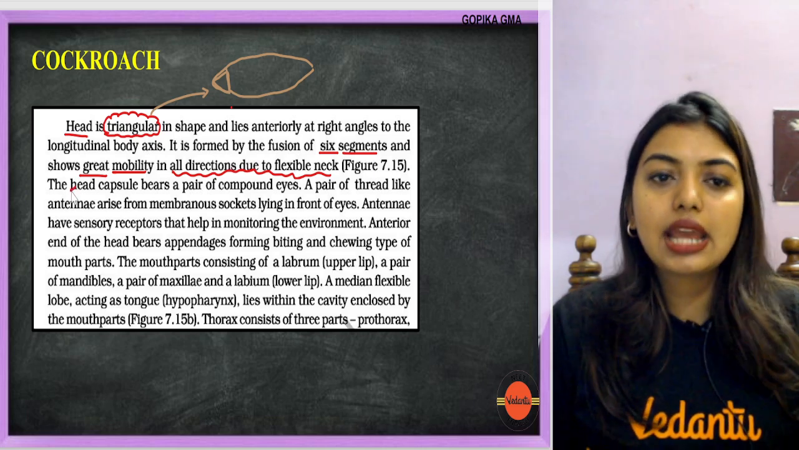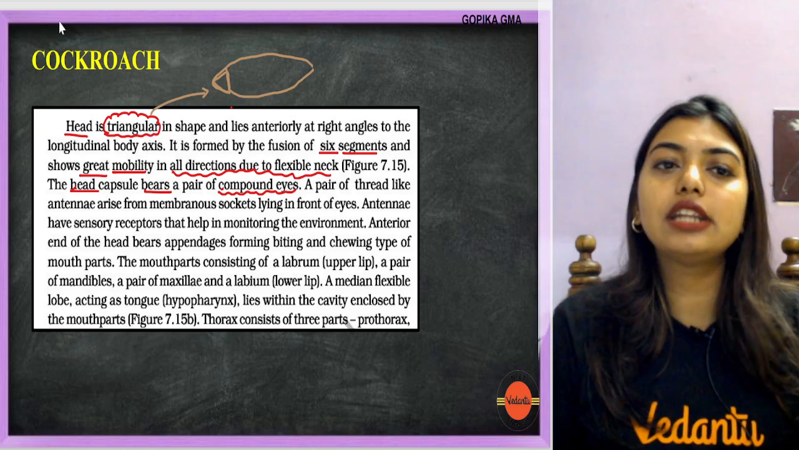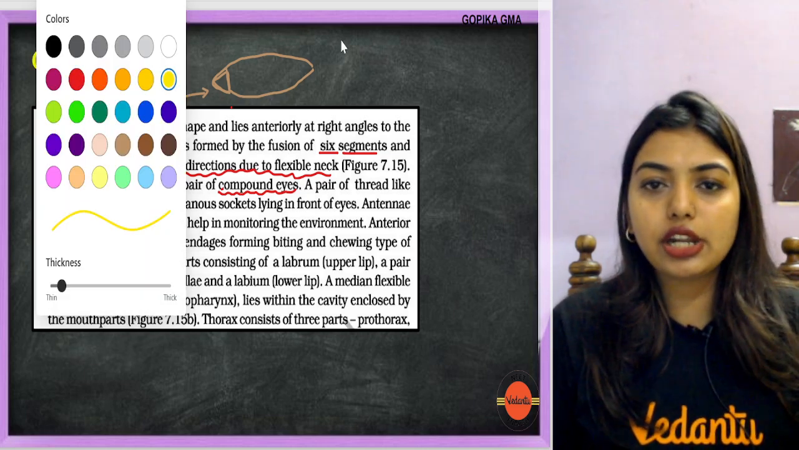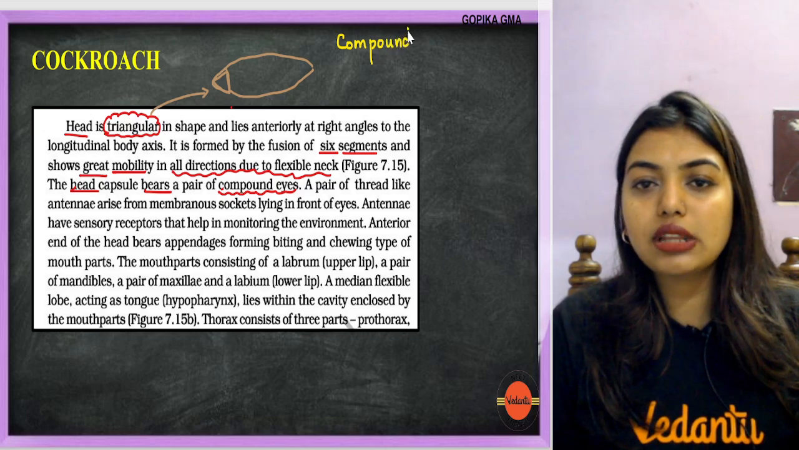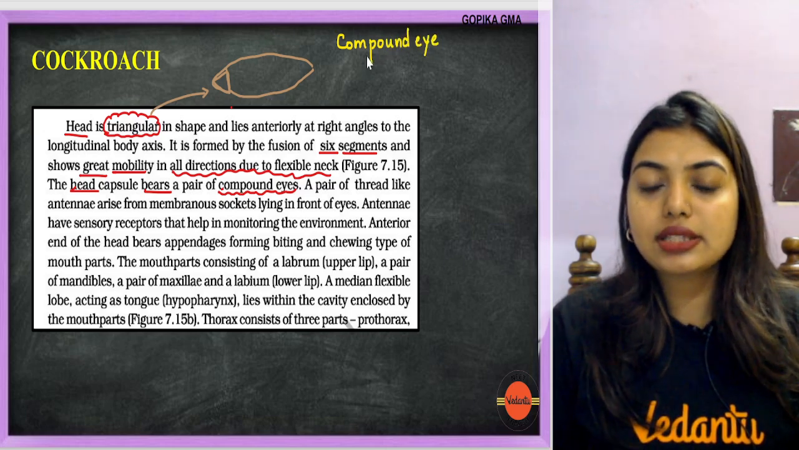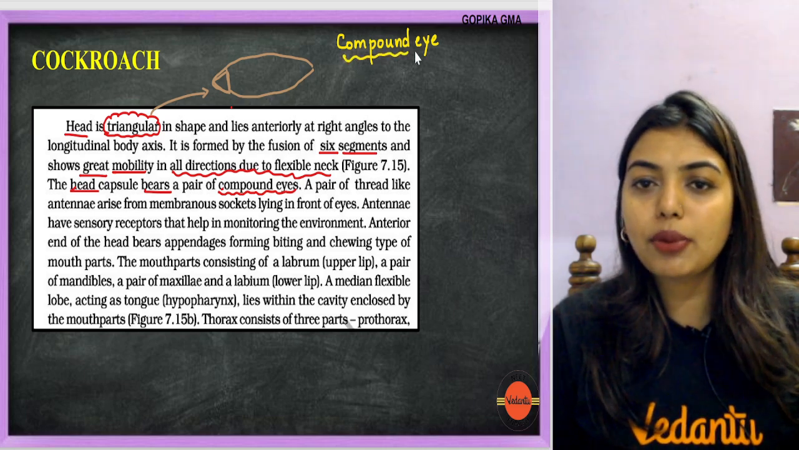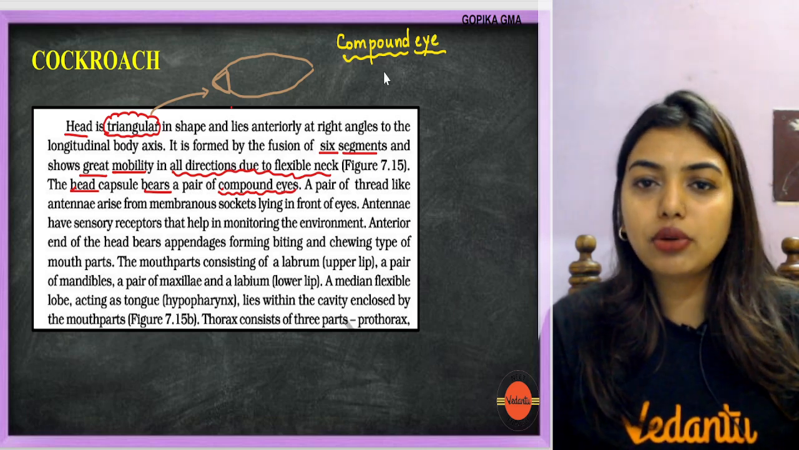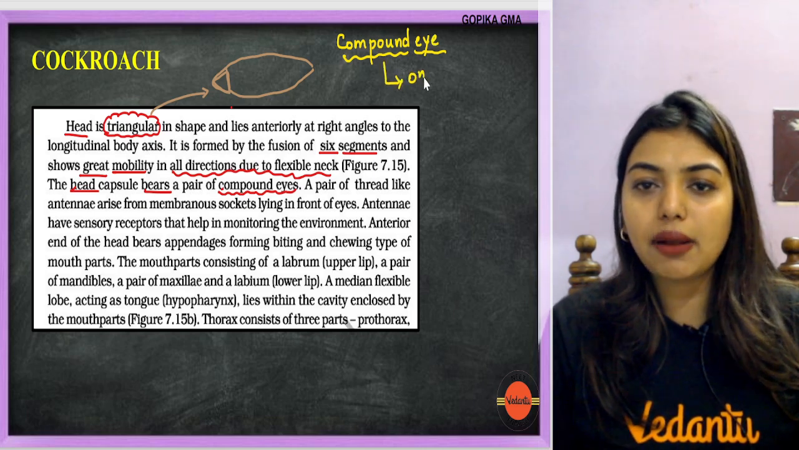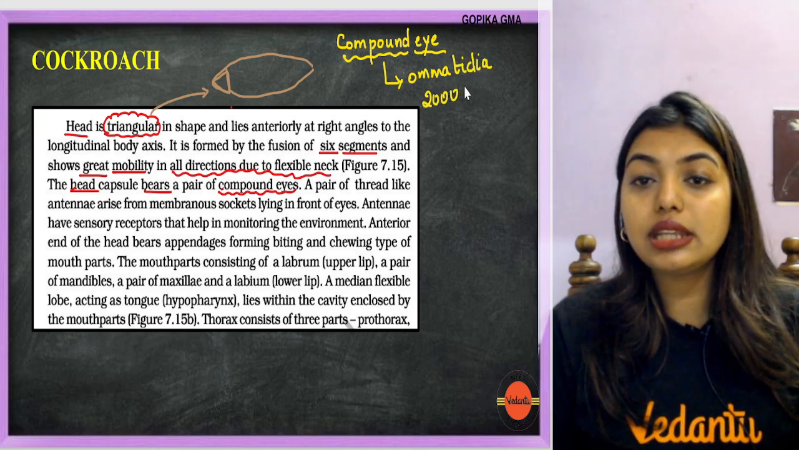Now the head capsule bears a pair of compound eyes. In the frog we learned simple eyes. Compound eyes, as the term itself says, are a little compound. We'll talk more about compound eyes when we learn about the sensory organs, but let me give you a gist of it. Compound eyes are made up of ommatidia. How many ommatidia? Around 2000 in each eye.